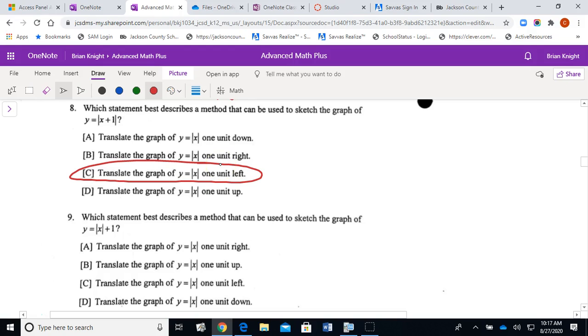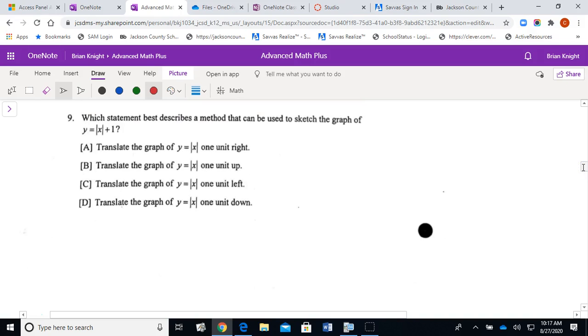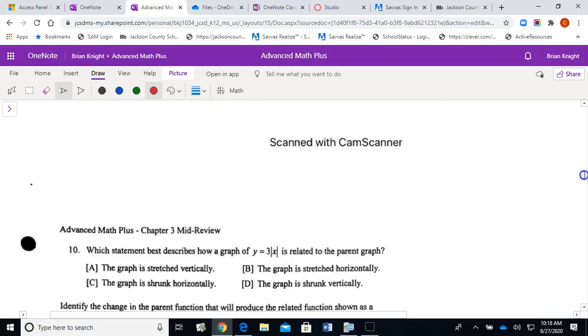Awesome. Number 9. Where is the 1 this time? Outside. So now that means it goes where? Up and down. Since it's a +1, it goes up 1, which is B. Everybody good on that? Yes, sir. Halfway done, almost, after this one.